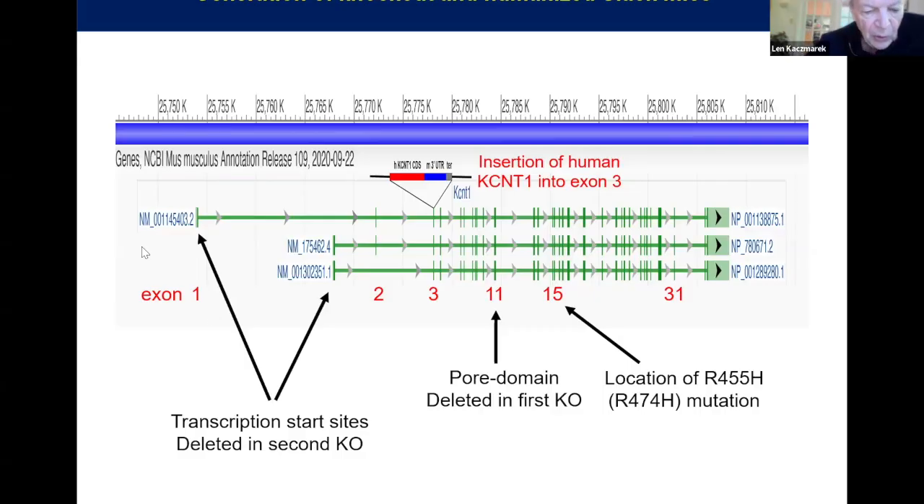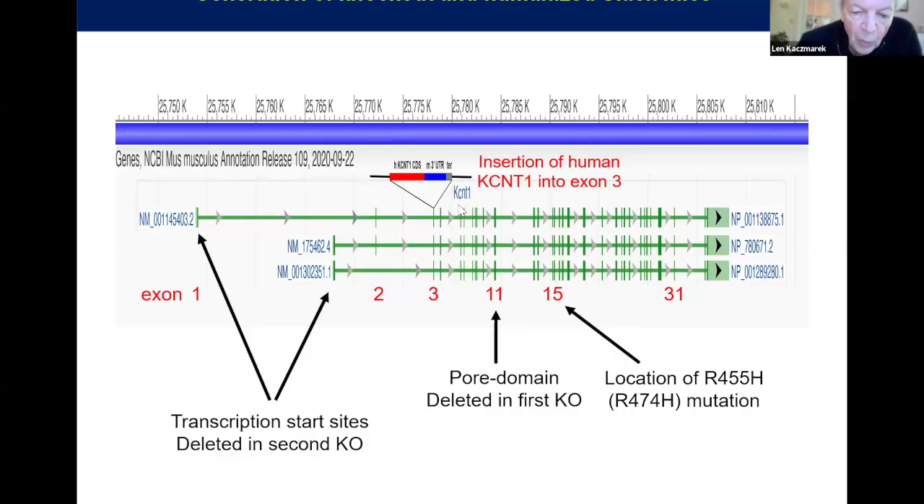So another approach we've done, and we now have animals in which we have deleted the starts of transcription. That means there is no functional protein whatsoever. Finally, mutations that cause disease, that cause the various epilepsies, they tend to be on these other exons along here. And exon 15 is where there's R455H, which is the R474 mutation that we've used a lot in our animal models.